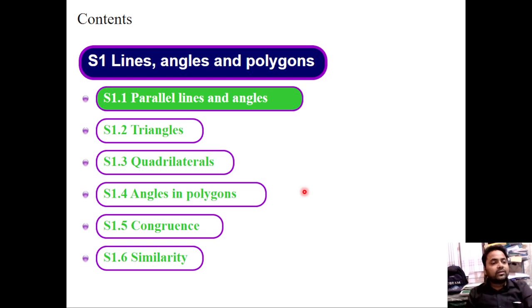Here are some contents. S1: lines, angles and polygons. Parallel lines and angles, triangles, quadrilaterals, angles and polygons, congruence and similarity.